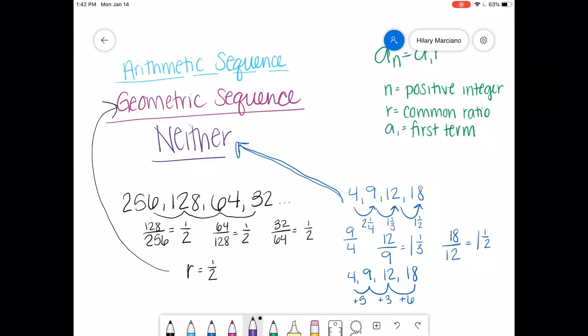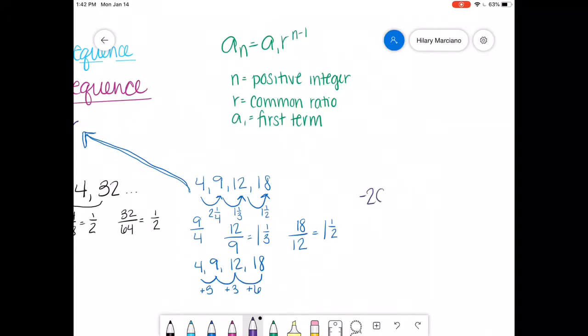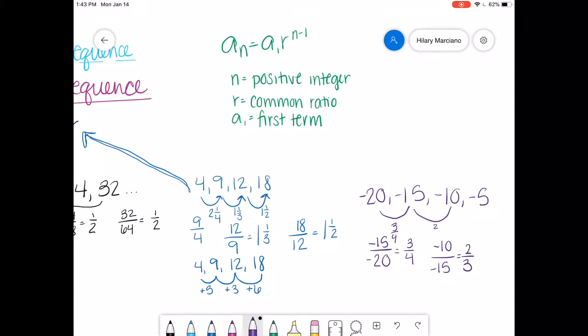Let's try this one. We have -20, -15, -10, -5. We're going to start with -15 over -20. Negative makes it positive. Divide both by 5. That gives us 3 over 4. Then -10 over -15, positive over positive. Divide each side by 5, positive 2 over 3, right? So we can already see it's not a common ratio.